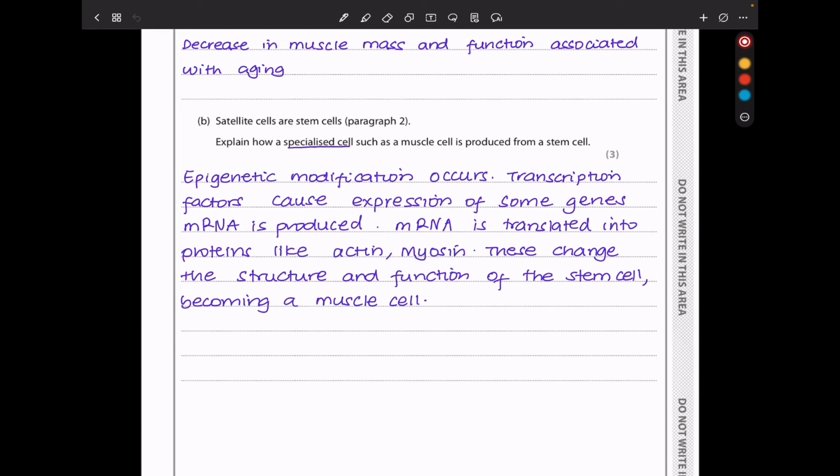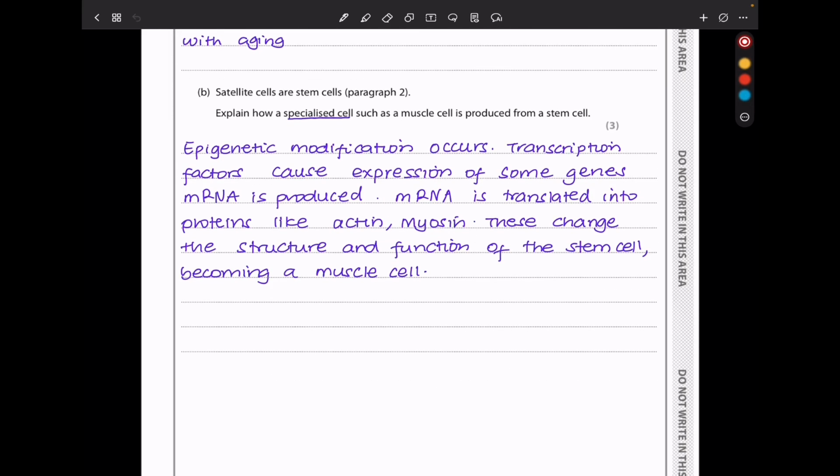So I said epigenetic modification occurs. Transcription factors cause expression of some genes. Messenger RNA is going to be produced. And messenger RNA is going to be translated into proteins like actin and myosin. Remember, these are proteins within the muscle. And these are going to change the structure and function of the stem cells, becoming a muscle cell.